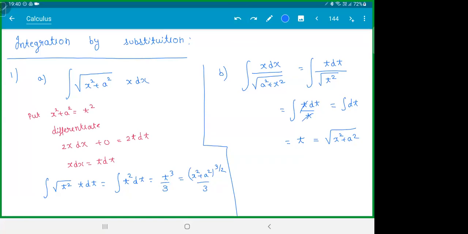This method is called integration by substitution. In physics, we have 3 models like this. If you know these 3 models, you'll be able to handle any integration at physics level, 11th and 12th. This is the first model: putting x square plus a square is t square, some other variable. So you are converting this whole thing into a new variable and solving it.